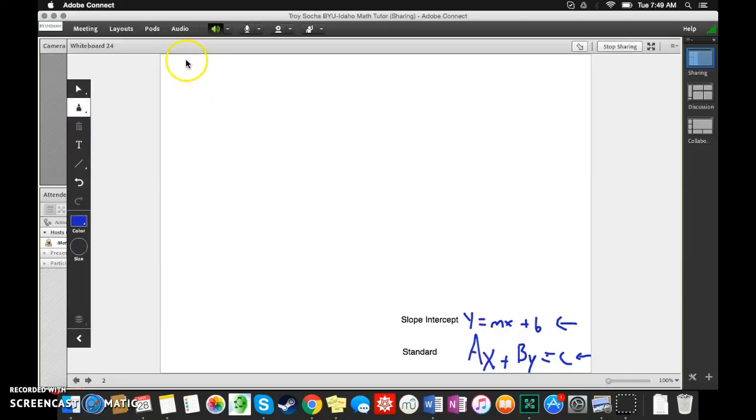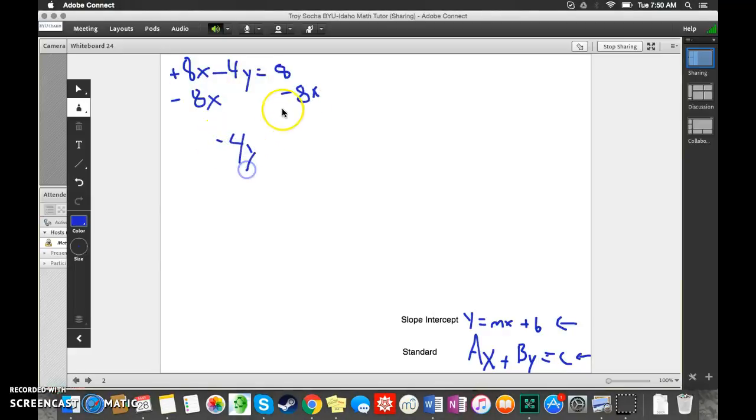So this one is 8x minus 4y equals 8. So first step, again, get y term alone. So we're going to minus 8x because it's plus 8x. We get negative 4y. Again, we can't combine this 8 and the negative 8x because they're not the same. This 8 does not have an x on it. This 8x does. So we get negative 8x plus 8.